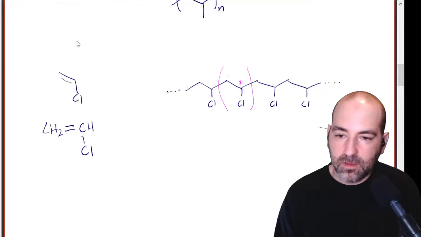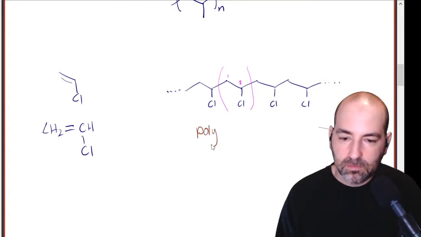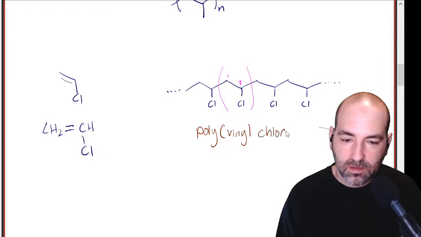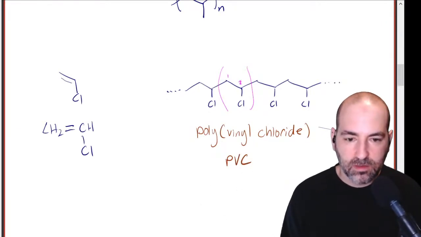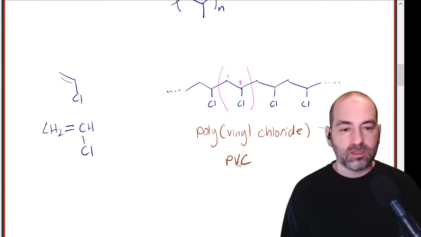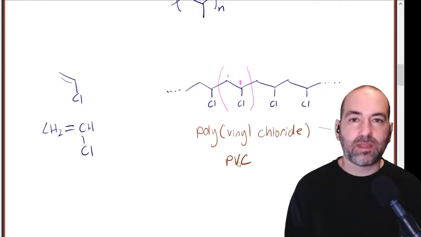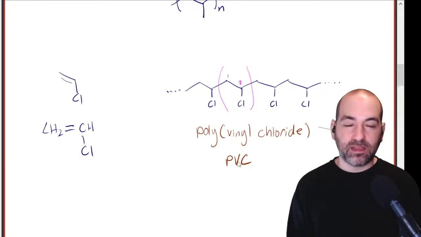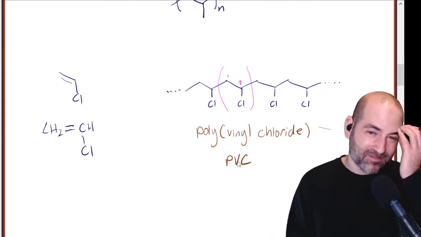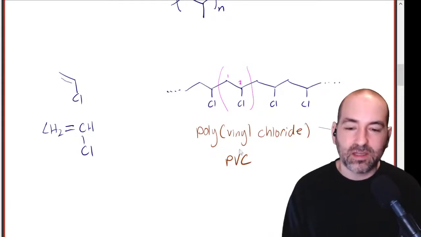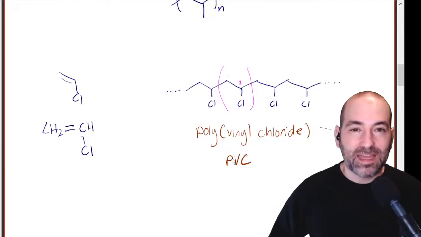This polymer is polyvinyl chloride, also known as PVC. This one is code 3, and PVC is used in all kinds of things. Most applications where you refer to something as vinyl, except for records, like music records, that's a different vinyl. But things like PVC drain pipe, water pipes, but also things like vinyl siding.